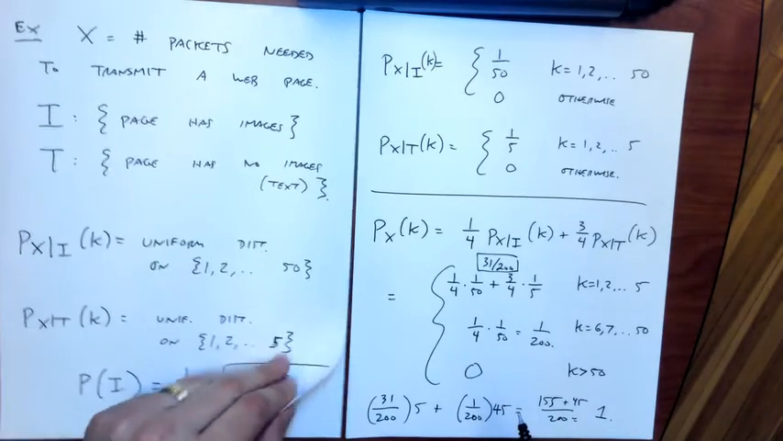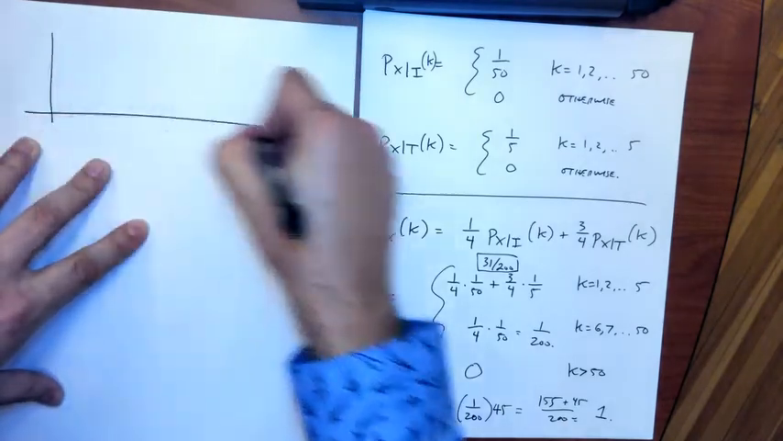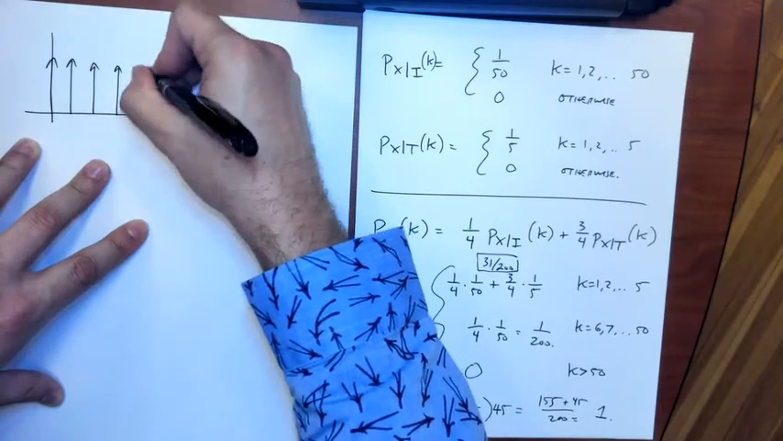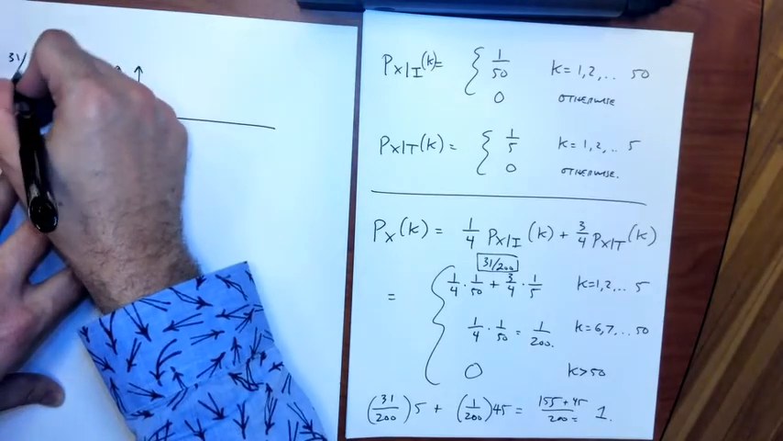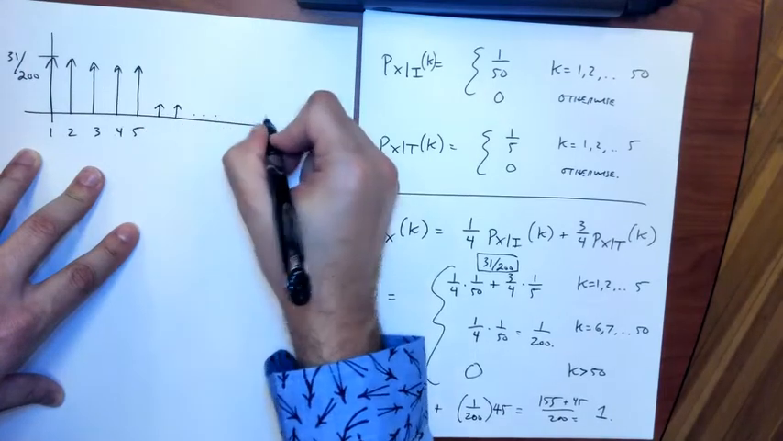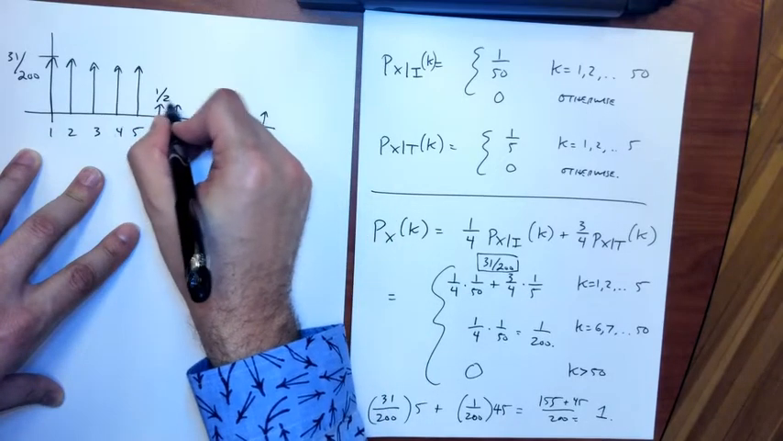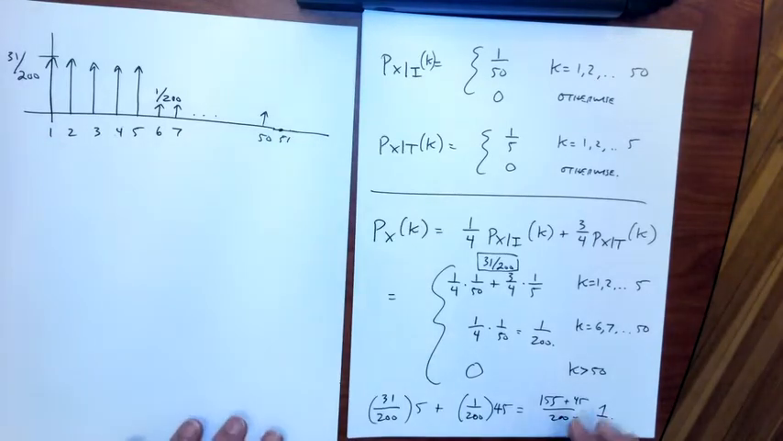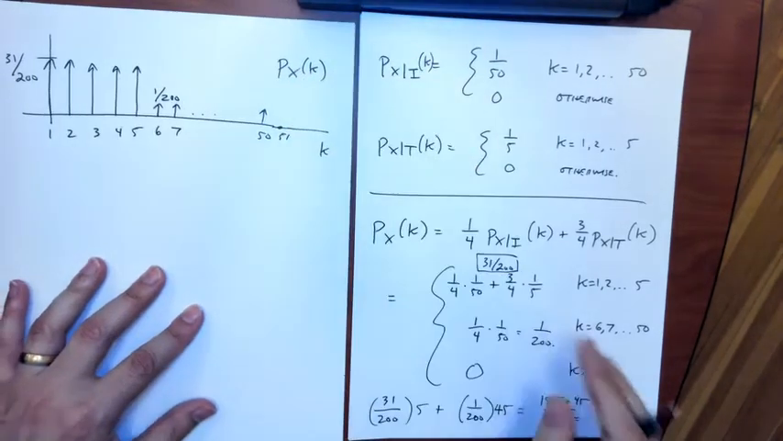And so if I think about what the PMF looks like if I were to draw it, I've got a lot of probability on values 1 through 5. Each of these arrows has height 31/200. And then I have much lower probability on the values 6 through 50. Each one of those has probability 1/200. And then I got nothing beyond that, right? So this would be my overall PMF.